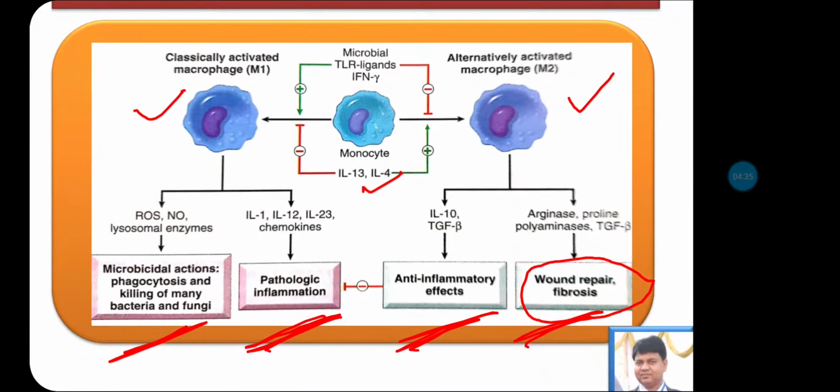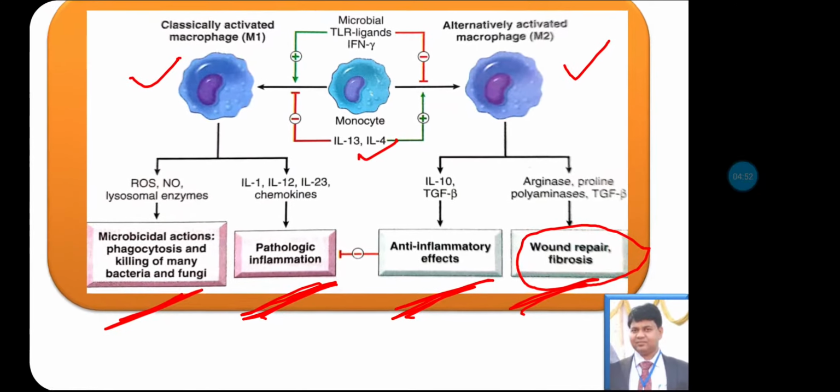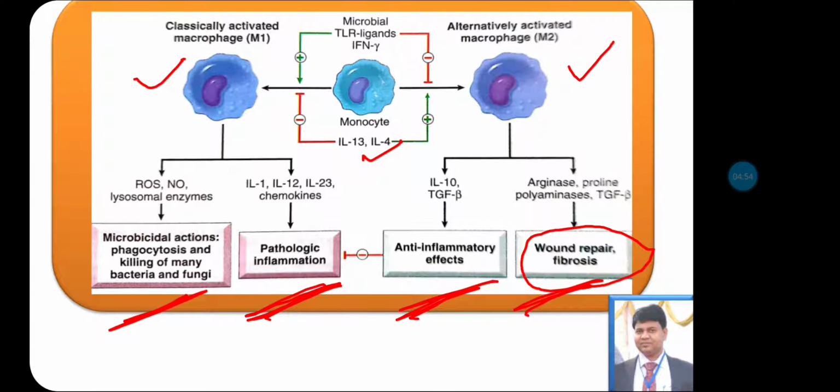On the other hand, if they are stimulated by interleukin 4 or interleukin 13, these monocytes are modified into M2 macrophages, or alternatively activated macrophages, that are called M2 macrophages. And these M2 macrophages have a different function from the M1 macrophage.